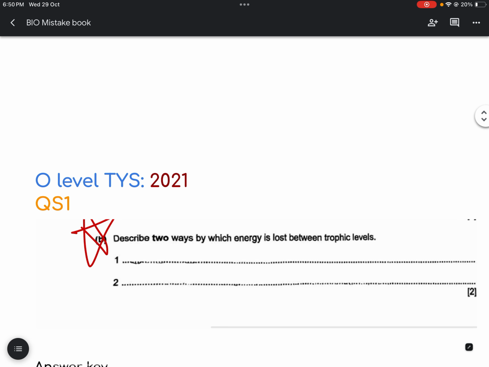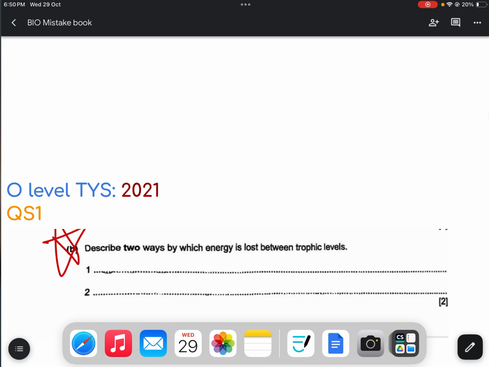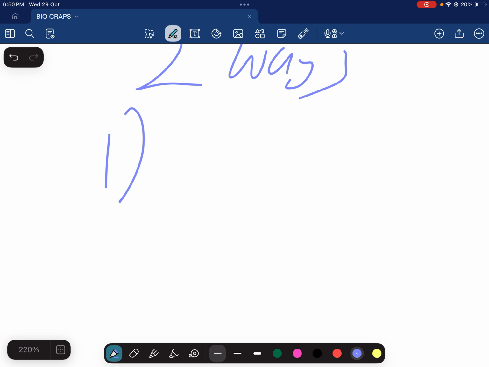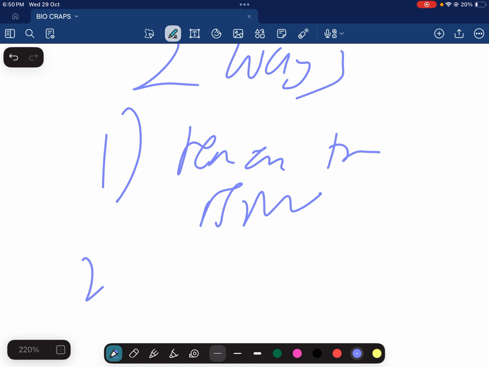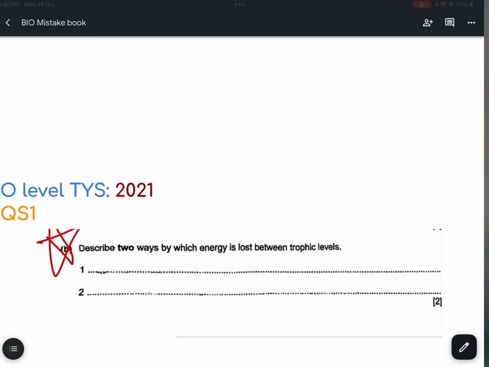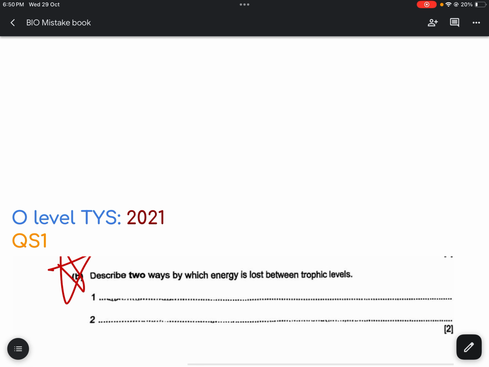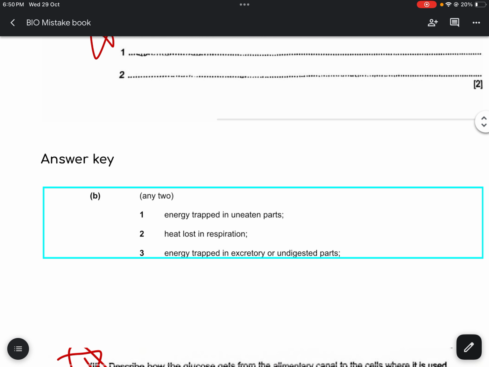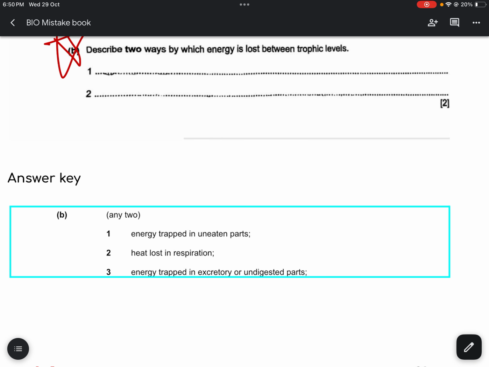Let's go to 2021 TYS question number 1. Describe 2 ways by which energy is lost. This is a very interesting question. The first way, which is very simple, is heat energy through respiration. Secondly, it's trapped in uneaten parts like feathers. Okay, this is what the model said, but we got multiple answers. Energy trapped in uneaten parts, heat lost through respiration. Yeah, that's correct. It's only 2 marks, so I give 2 points.